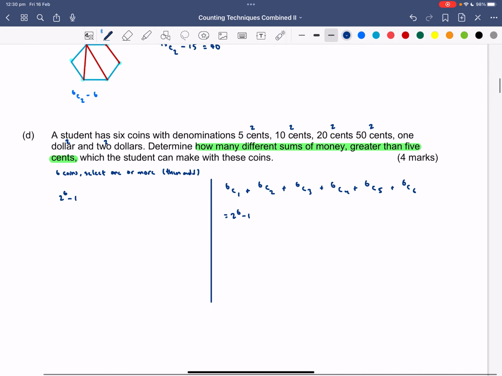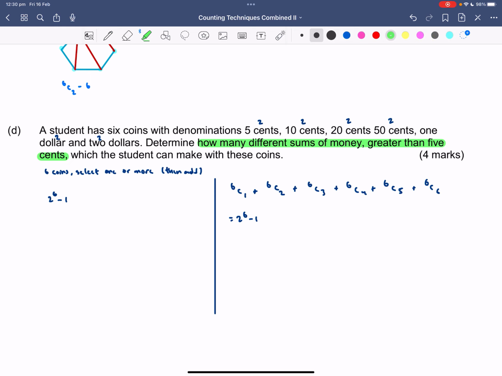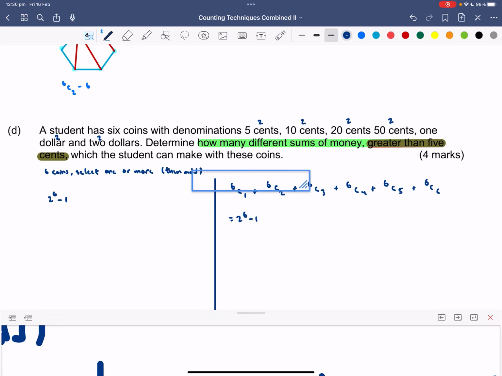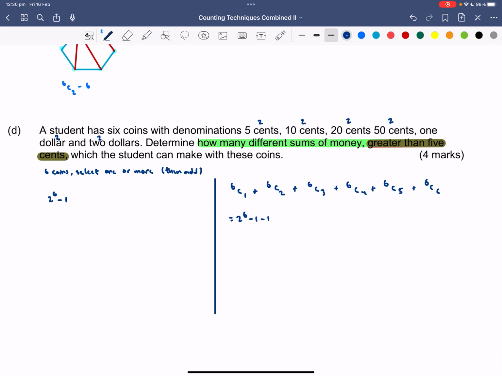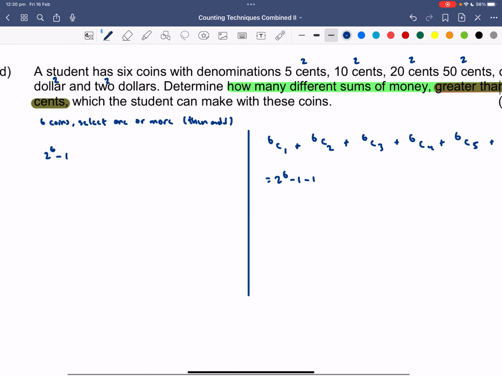And by the way, even over here, guys, we have to minus away 1. Now there's a little catch to this. The catch is the question says how many different sums of money greater than 5 cents. Greater than 5 cents, which means you can't actually select the 5-cent coin only. The 5-cent coin on its own is not greater than 5 cents. So not only do you have to minus away the combination where you didn't select any money, you have to minus away one more for selecting the 5 cent. Alright, so that's one way of doing the question, and that basically gives us 62. Same thing here, you minus it away and you get 62.